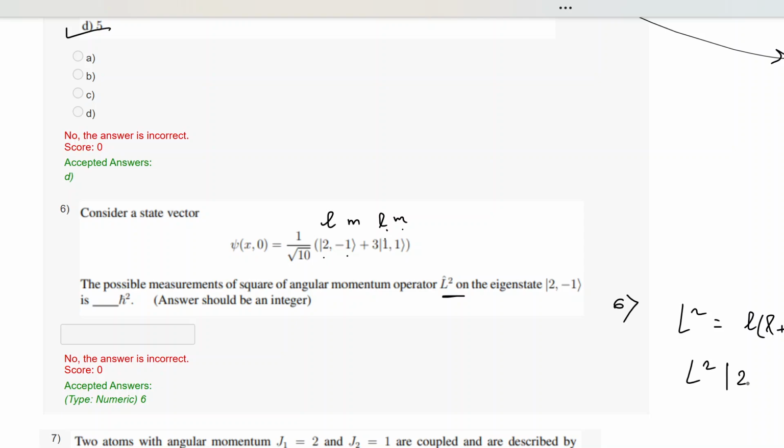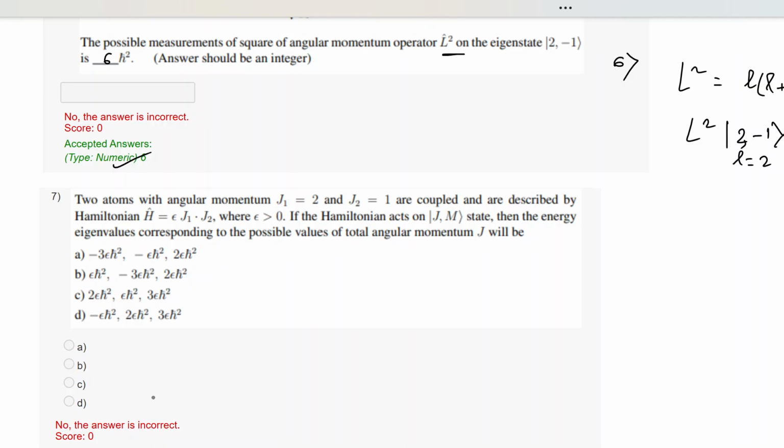L squared, when it operates on the |2, -1> state which has L equal to 2, will give rise to 2 into 2 plus 1 ħ squared, which is 6 ħ squared. So the answer will be 6, which is also true.